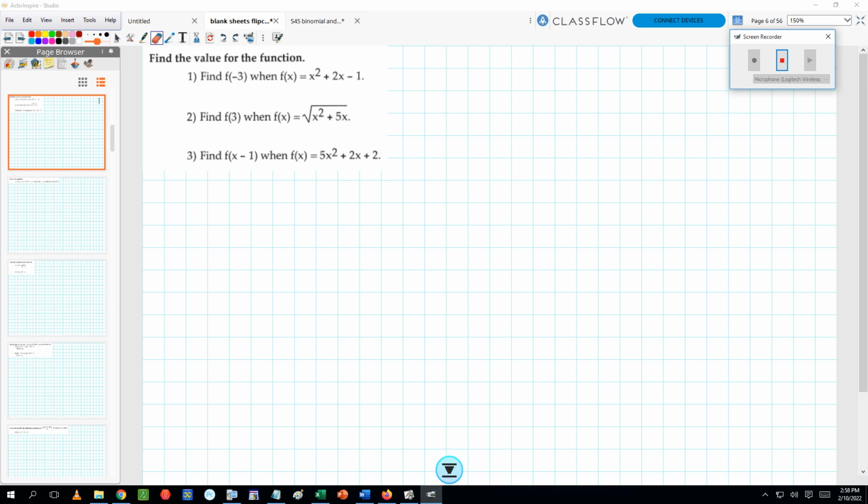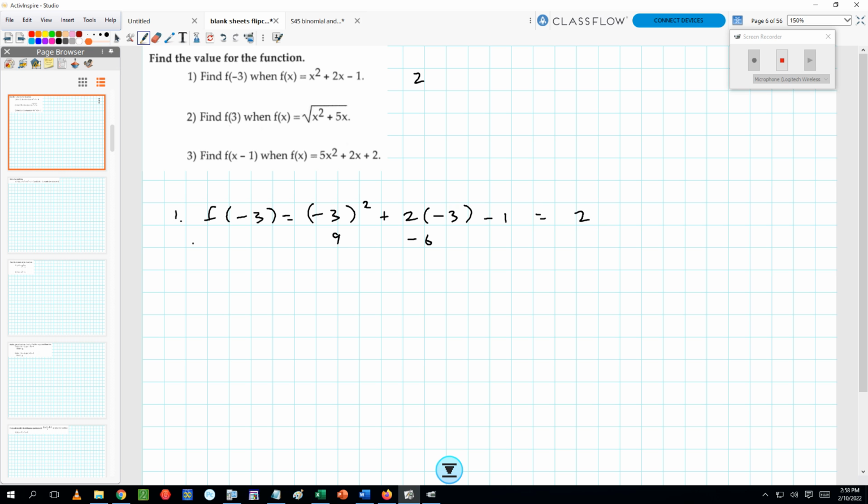Number one, find f of negative 3. So we'll go through and replace all of our x's with a negative 3. So negative 3 squared. Negative 3 squared is a 9. 2 times the negative 3 is a negative 6. And then the minus 1. 9 take away 6 is 3. Take away 1 more. We have 2.